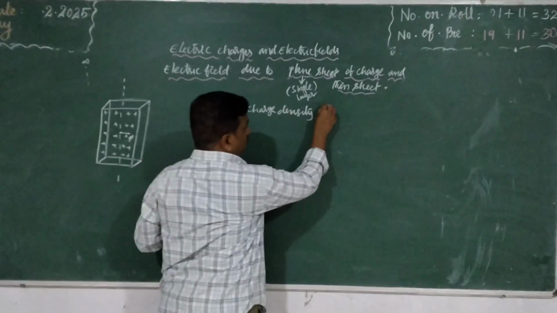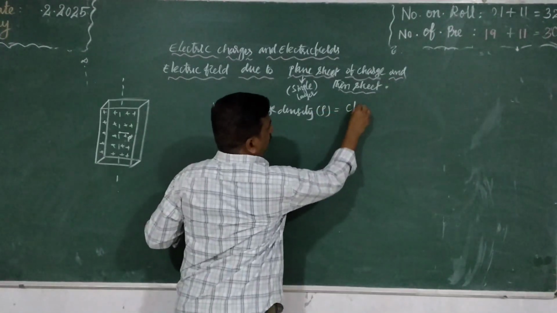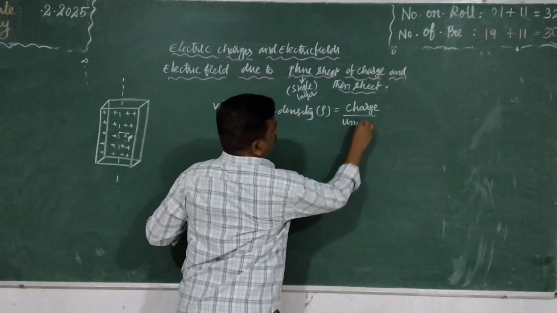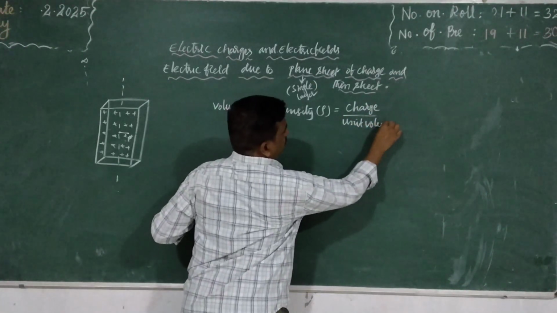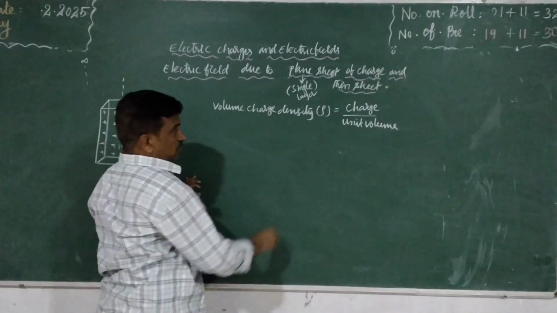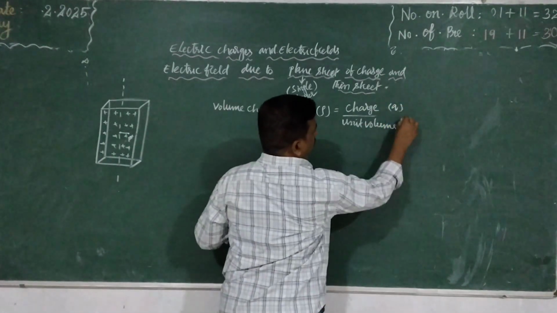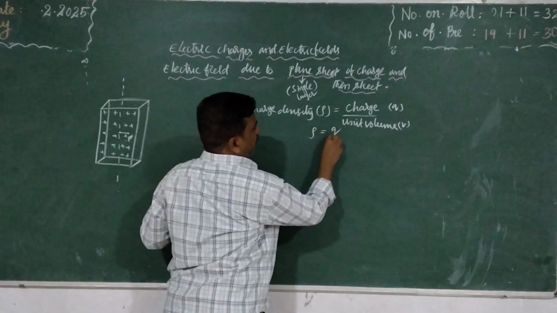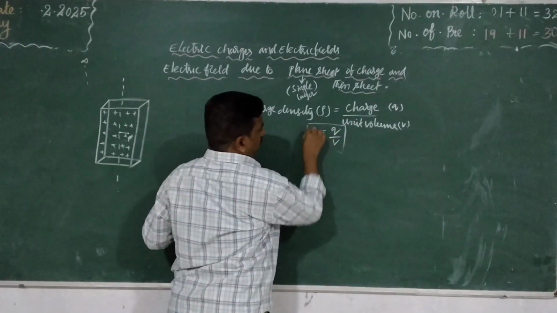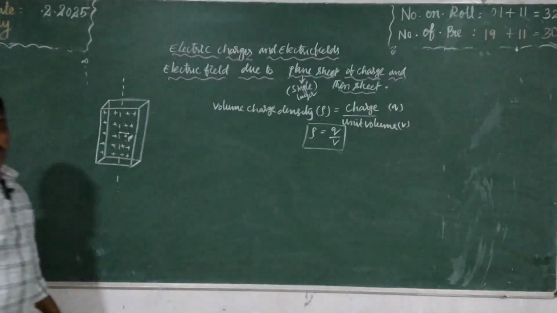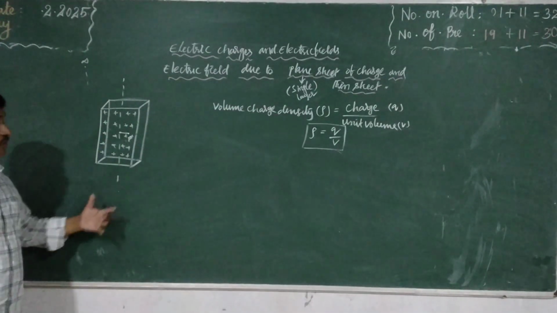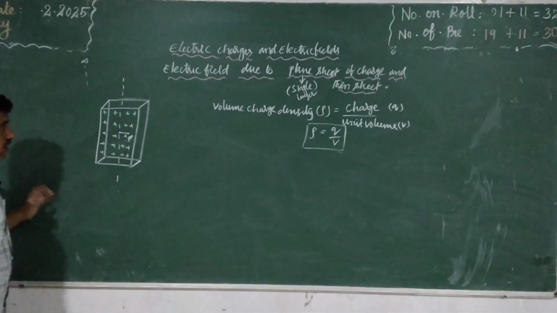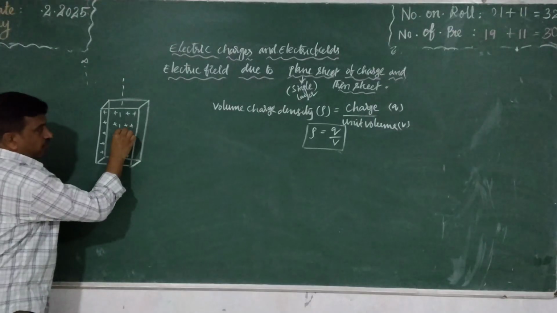So what is this now? Rho equal to charge per unit volume. Charge means Q, volume means V, so rho equal to Q by V. Charge per unit volume is nothing but volume charge density. In this one we use volume charge density, for example here in this case, or for distance from the center.